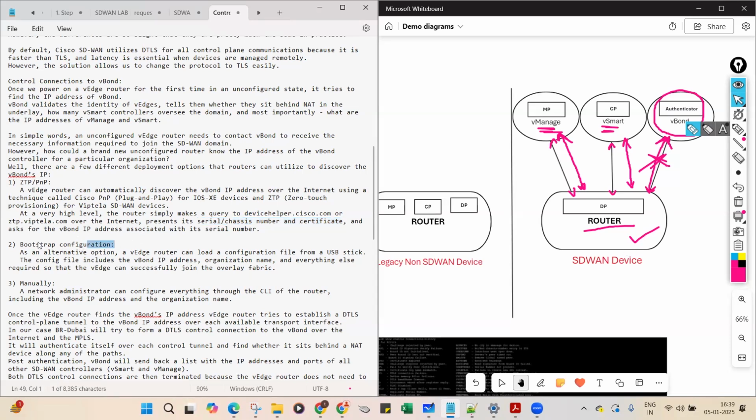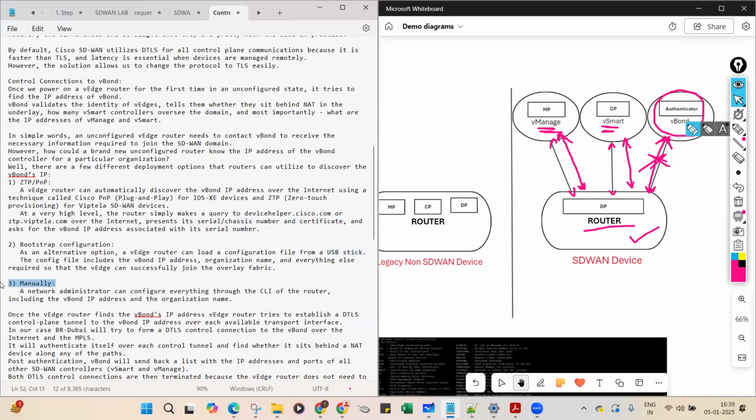The other one is bootstrap configuration, wherein we can put this configuration in the USB stick and provide it to the router. And once it gets the vBond IP details, again, it will authenticate, it will share the vManage and vSmart IP details and tear down the communication with vBond.